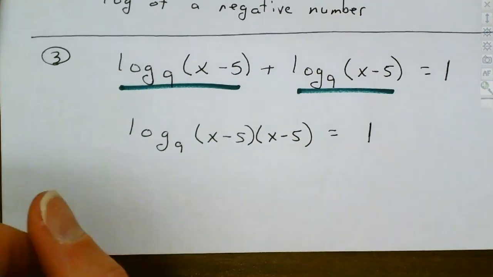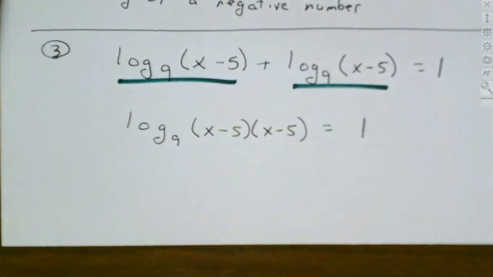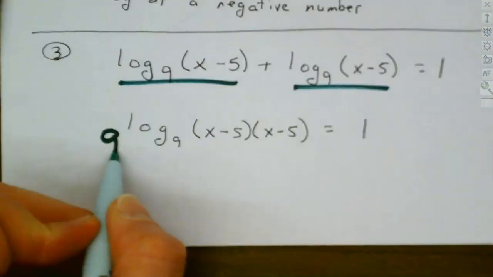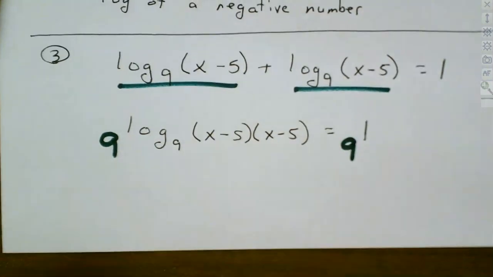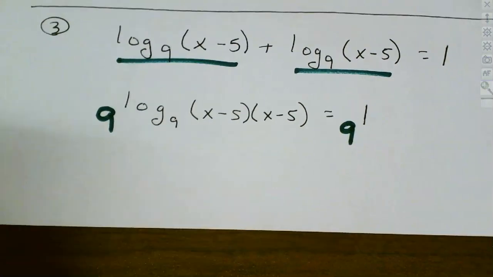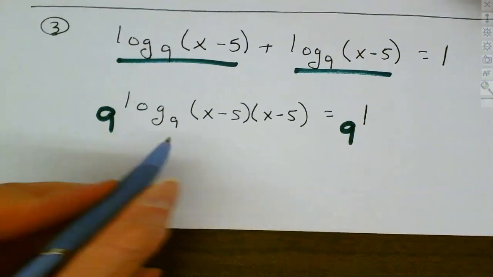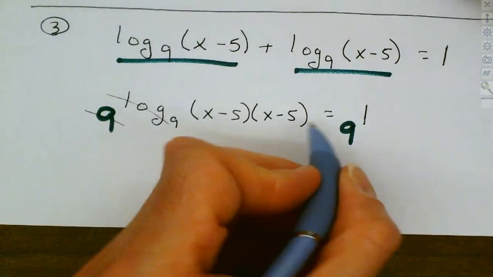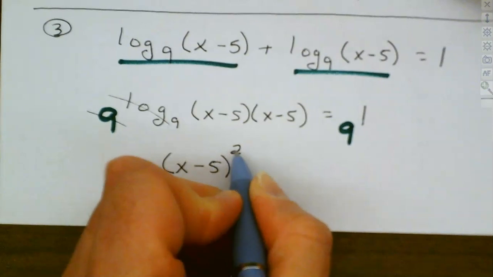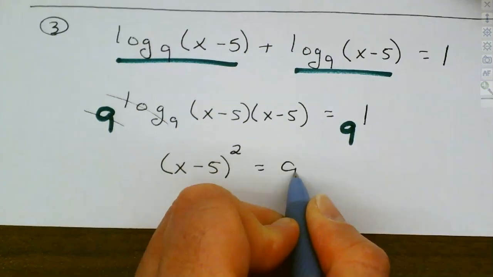Now, how can we get rid of this one? This one's a little bit different from the last one. All right, the last one was log base 10, right? This is log base what? 9. So, let's go ahead and take both sides to the 9th power. That will cancel out that log base 9. And I'm going to go ahead and rewrite this now as, when I rewrite it, those can cancel. And I'm going to rewrite this as x minus 5 quantity squared. And it equals 9.